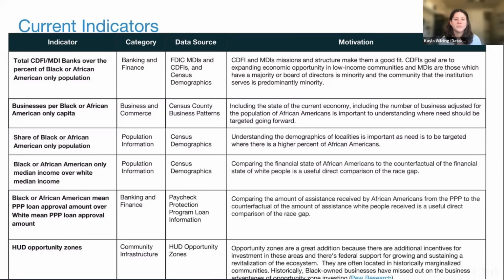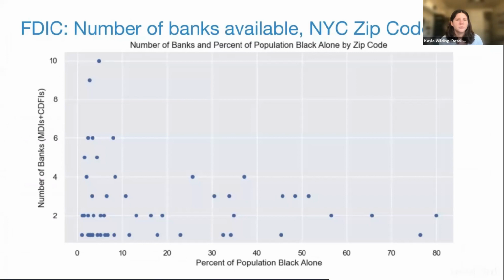And then finally, the HUD opportunity zones, which are areas that have been designated for special tax breaks for investment. We are just using locations that have been identified as an opportunity zone to mean that they would need more investment. If you can go to the next slide, I'll show you a little bit in graphs about a couple of these indicators to maybe give a little more insight. This was just the number of CDFI and MDIs per zip code as compared to the percent of the population of African American and Black alone.